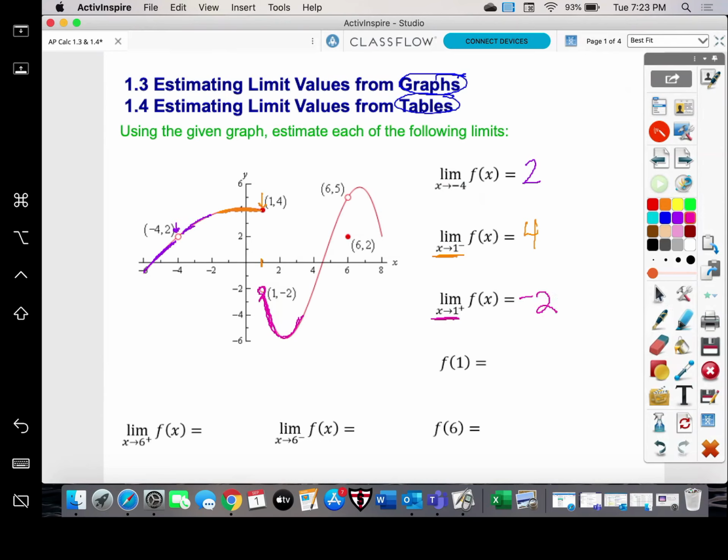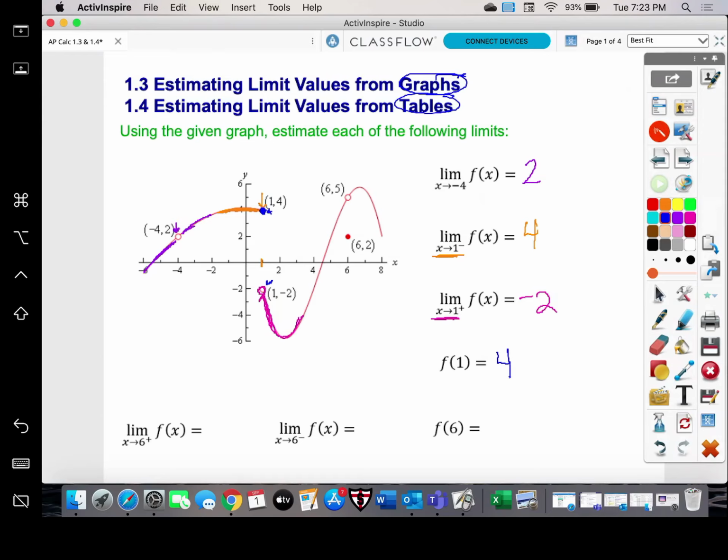Now we have f of 1 here. F of 1 is actually asking for the function value at 1. So if we're looking for a function value, it has to be a point on the function. When we look at 1, we have 2 options. We have the point up there at 1, 4, and we have another thing down here at 1, -2. We have to go with the closed circle, because that means it's actually equal to that. The open circle would not be equal. So f of 1 is equal to 4.